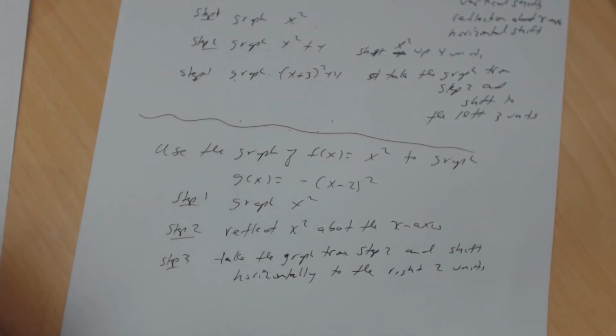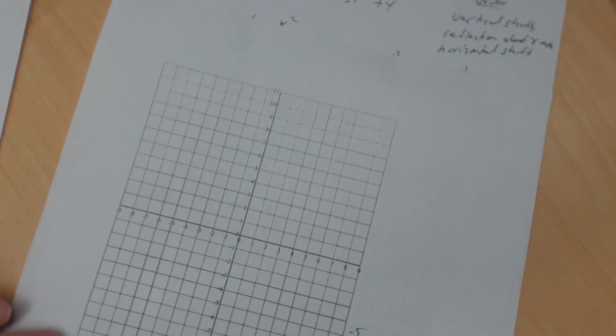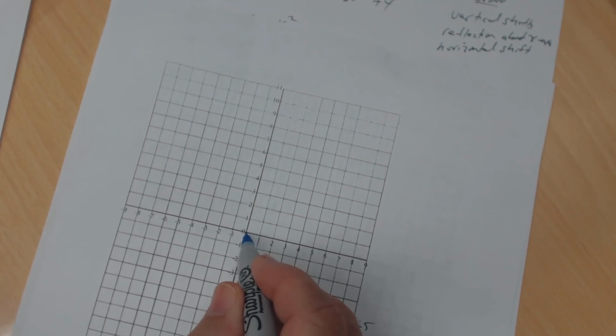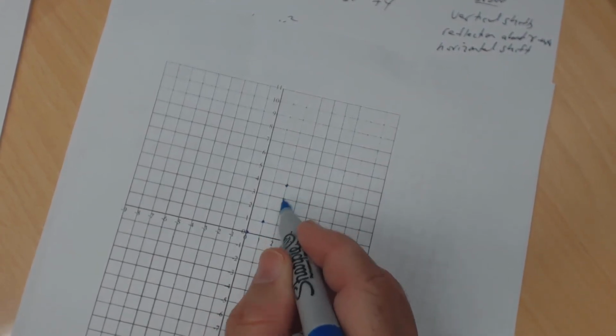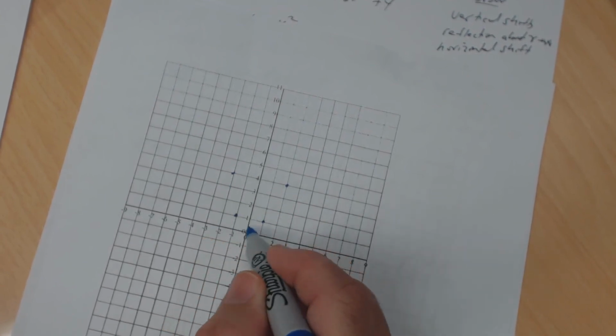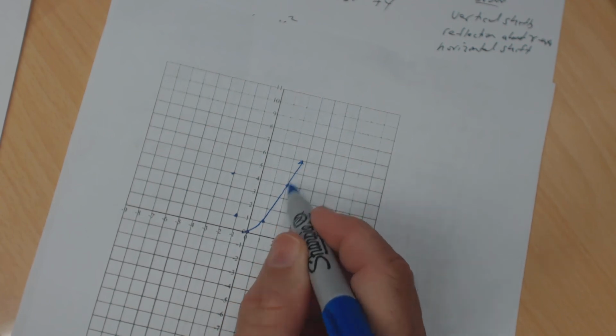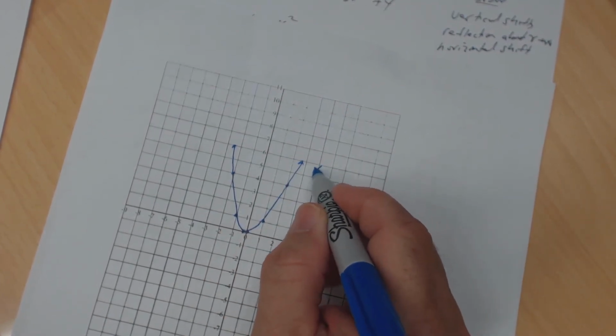Okay? All right, so let's see what you're going to do. Here's what you do. You're going to graph x squared first. Just like this. You can graph your parent function: 0, 0; 1, 1; 2, 4; negative 1, 1; negative 2, 4. Okay, just like that. So that is x squared.